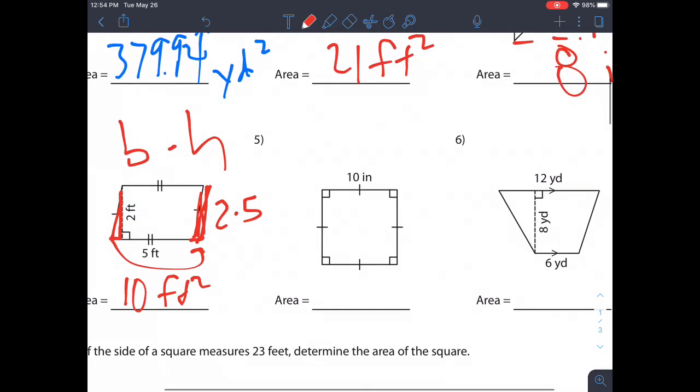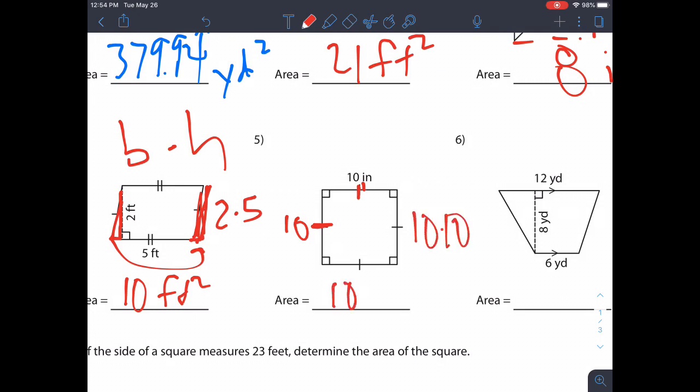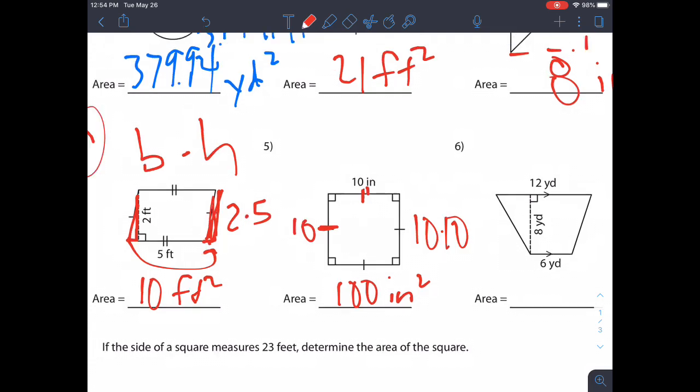Here, we have a square, but only one side is labeled. However, if we know that it's a square, if we see that this line has one line over here, that means they're the same. So it's a square. We'll just do base times height. 10 times 10, that's 100 inches squared.